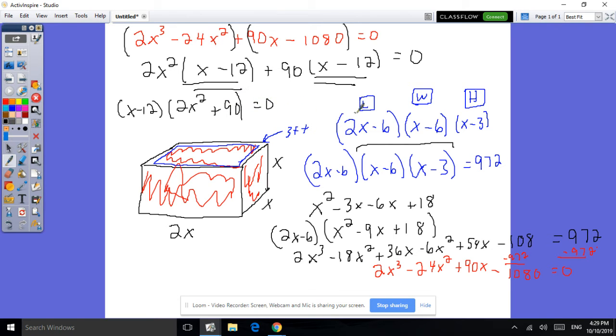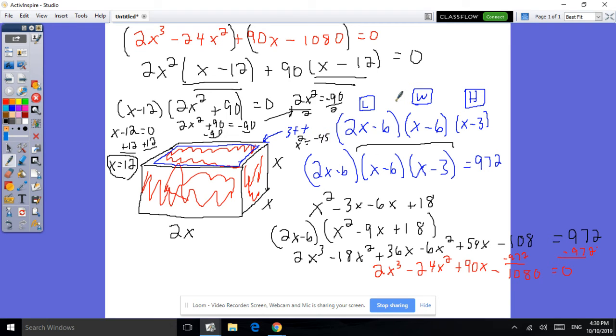All right. Now you got to set each part equal to 0. Over here, this one is x minus 12 equals 0. Solve it, add 12. X equals 12 is one answer. Awesome. So here, next I want to take 2x squared plus 90 equals 0. Subtract 90 on both sides. So that's going to be 2x squared equals negative 90, divide by 2. X squared equals negative 45.